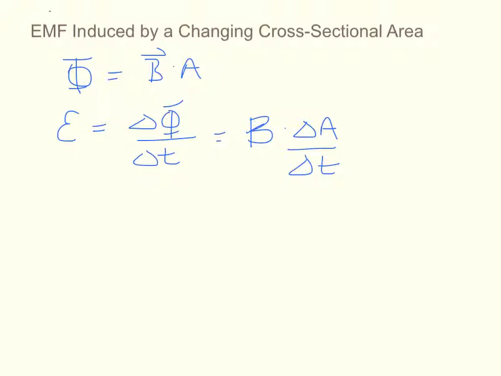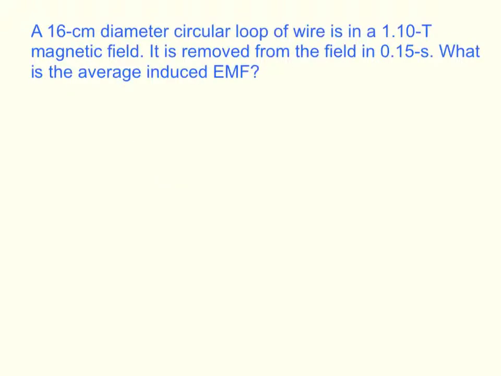It's number 2 in your book, and we'll go over that. So you have a 16 centimeter diameter loop, and this wire is in a magnetic field of strength 1.1 teslas, and you remove it from this field over a certain amount of time. So again, we are inducing an EMF. We are changing the field through the loop by removing it from the field. It is decreasing the strength of the field through the area. So what is the EMF?